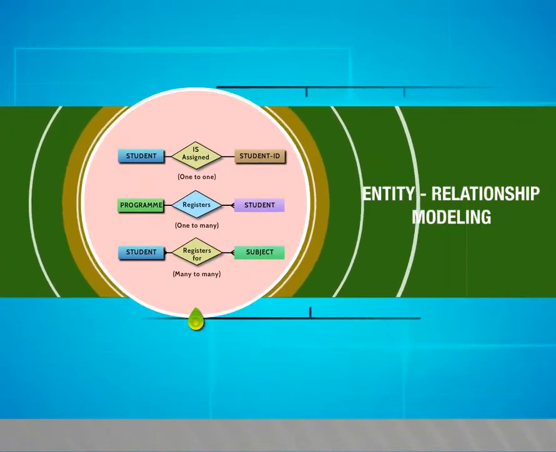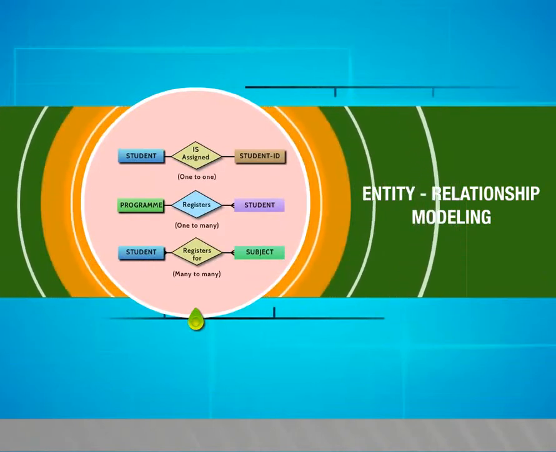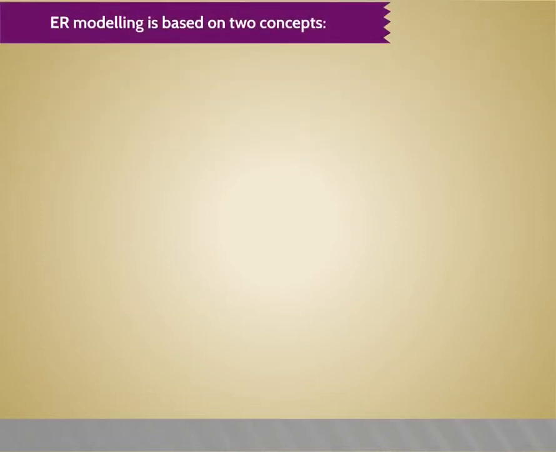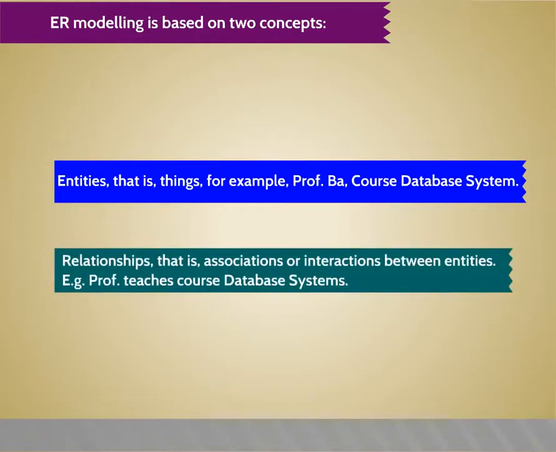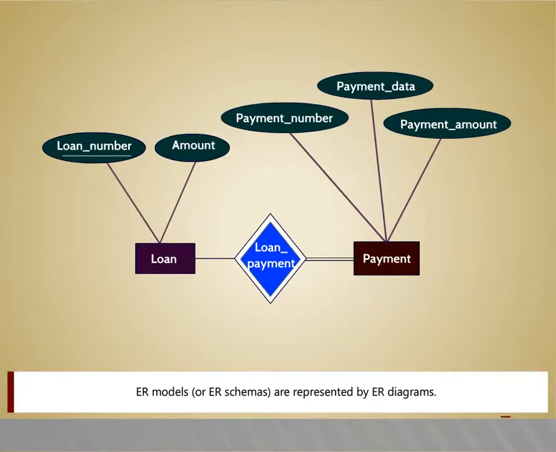Entity relationship modeling. In this video, we are going to see about entity relationship modeling. The entity relationship data model (ER) has existed for over 35 years. ER modeling is based on two concepts: entities, that is things, for example Professor, course, database system; relationships, that is associations or interactions between entities, for example Professor teaches course database system. ER models or ER schemas are represented by ER diagrams.